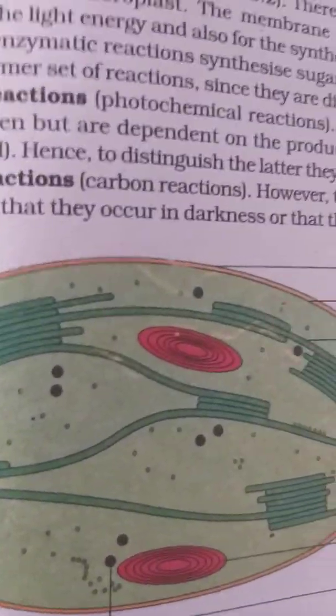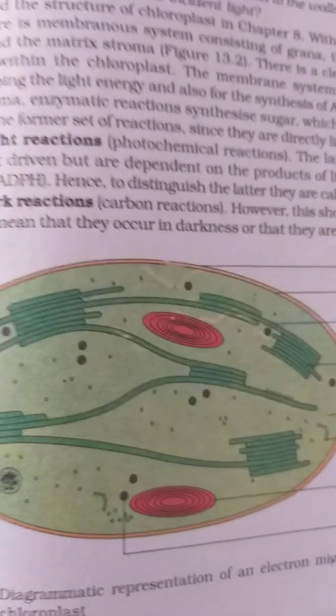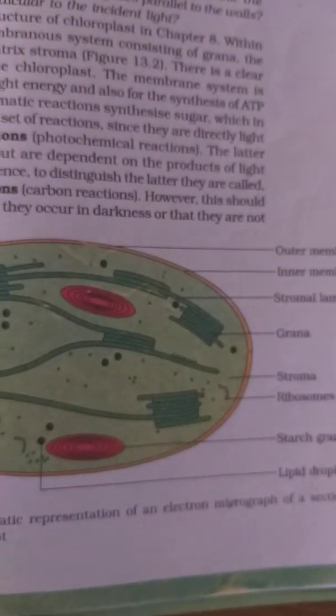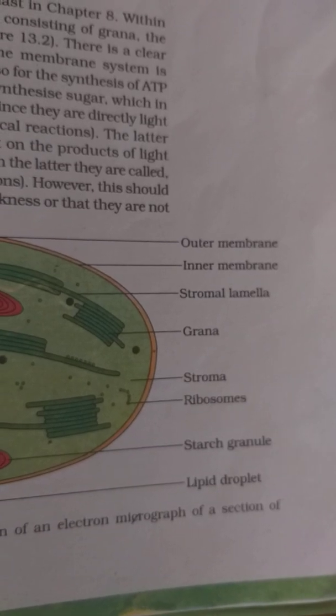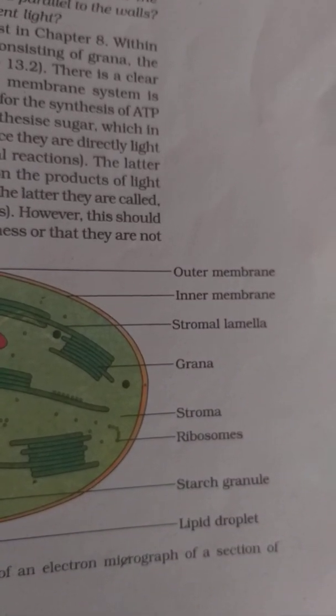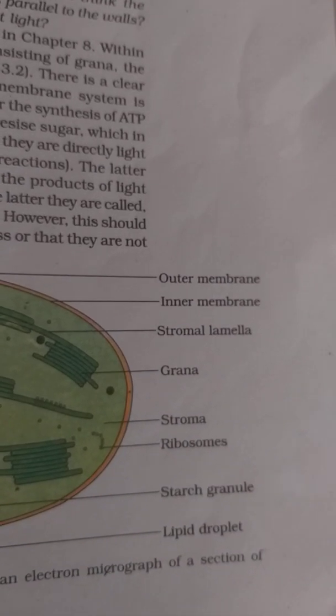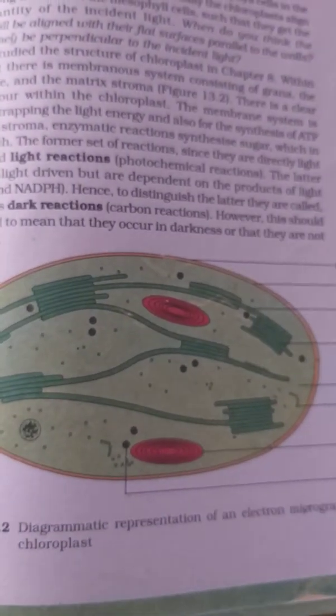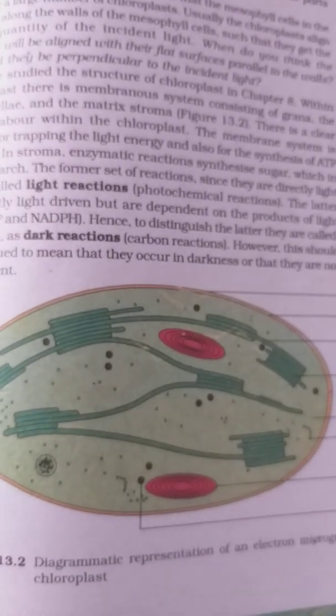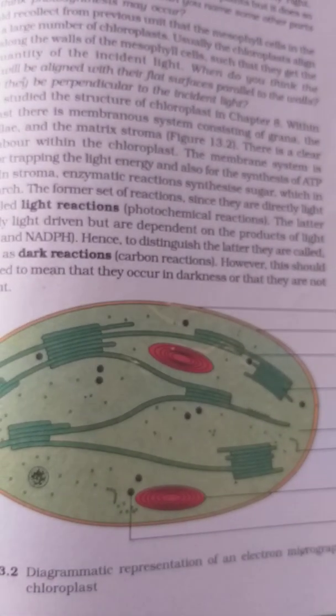Now here again you see in your book the diagram, with the outer membrane, the inner membrane, the stromal lamina, the grana, the stroma. Then you see starch granules and lipid droplets, and this is the figure. This light reaction and dark reaction we will deal with again the next day.